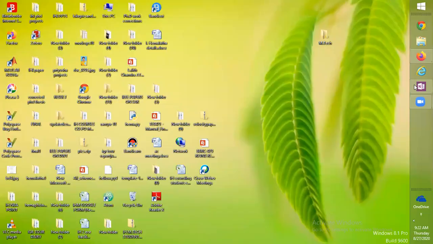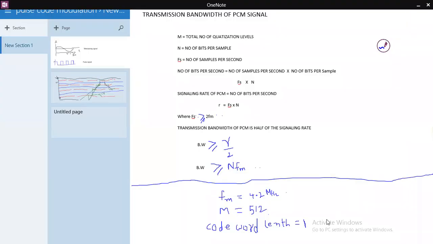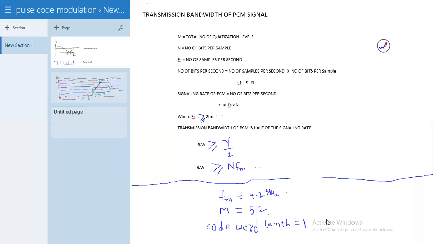ఓకే, ఇప్పుడు కోడ్ వర్డ్ లెంత్ అంటే ఏంటి? క్యాపిటల్ N అంటే ఏంటి కోడ్ వర్డ్ లెంత్? కోడ్ వర్డ్ లెంత్ ఈజ్ నథింగ్ బట్ నెంబర్ ఆఫ్ బిట్స్ పర్ శాంపుల్. నెంబర్ ఆఫ్ బిట్స్ పర్ శాంపుల్ అంటే ఏంటది? క్యాపిటల్ N మ్యామ్. 512 అన్నారు కదమ్మా ఇక్కడ. 512 అంటే N ఎంత వస్తున్నట్టు?